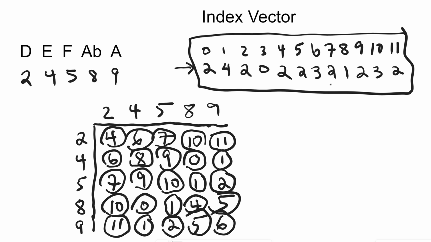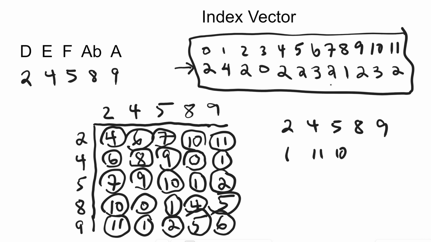Let's try index 3. So what we do is we just take the 2, 4, 5, 8, and 9, and we find the numbers that we need to produce the result 3. Like 2 plus what equals 3? Well, 2 plus 1 equals 3. 4 plus negative 1 equals 3. But remember, 3 is also 15 in mod 12. So we can ask ourselves, 4 plus what is 15? 4 plus 11 is 15.